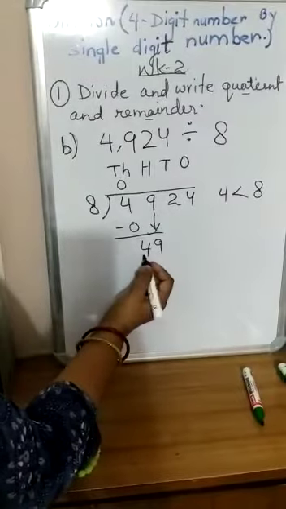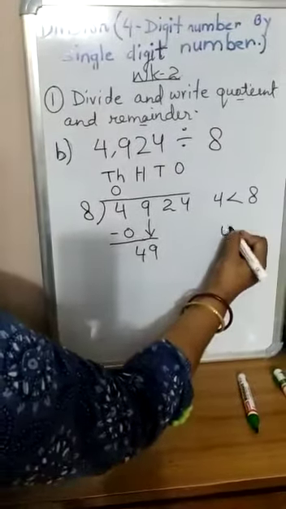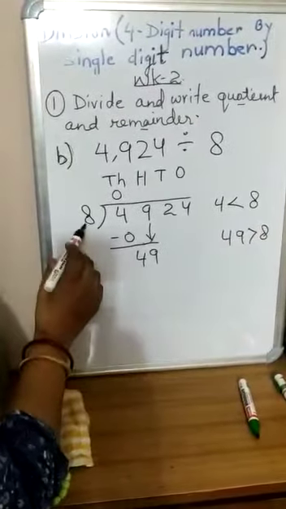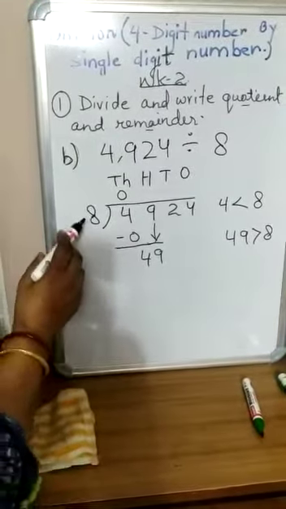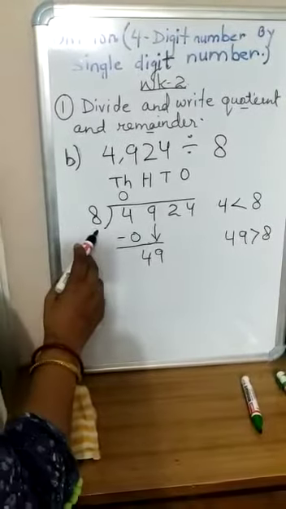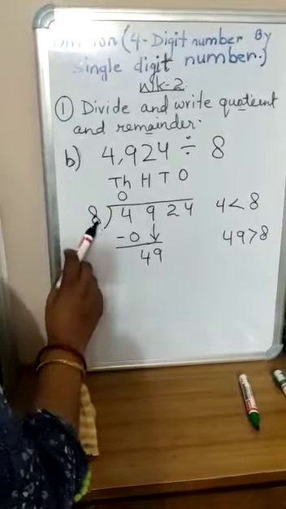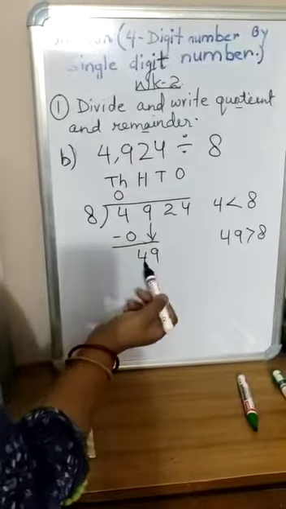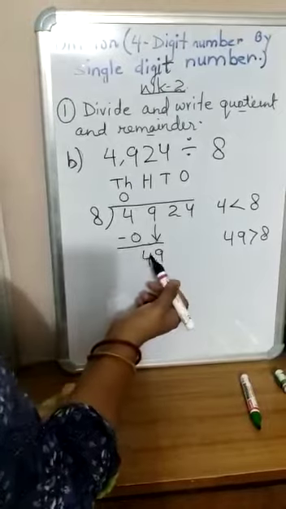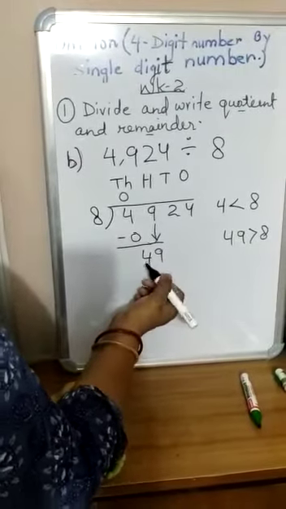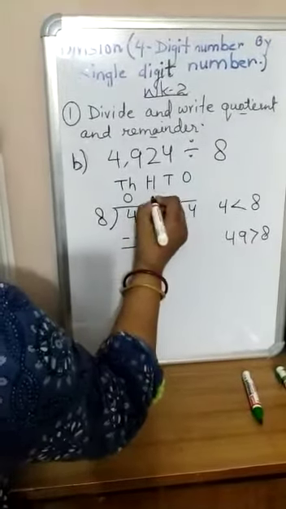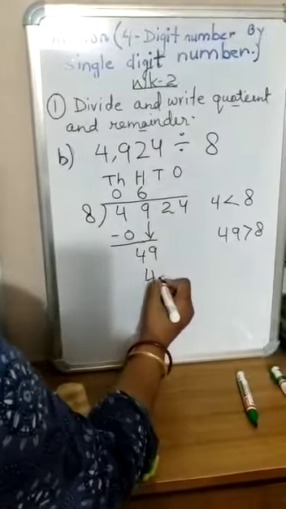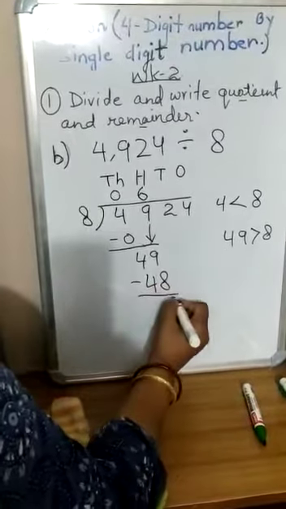Now it will become 4900. So 49 is more than 8. So I will start the table of 8. 8 ones are 8, 8 twos are 16, 8 threes are 24, 8 fours are 32, 8 fives are 40, 8 sixes are 48, 8 sevens are 56. 56 is more. So I will take 8 sixes are 48. So 49 minus 48 is 1.